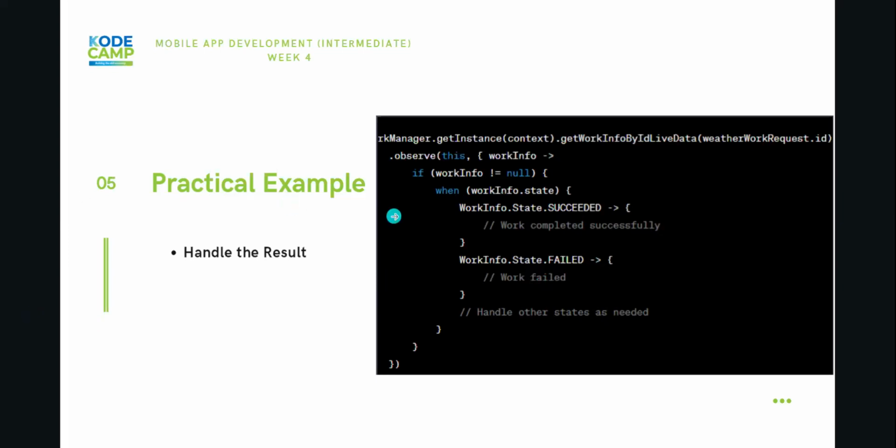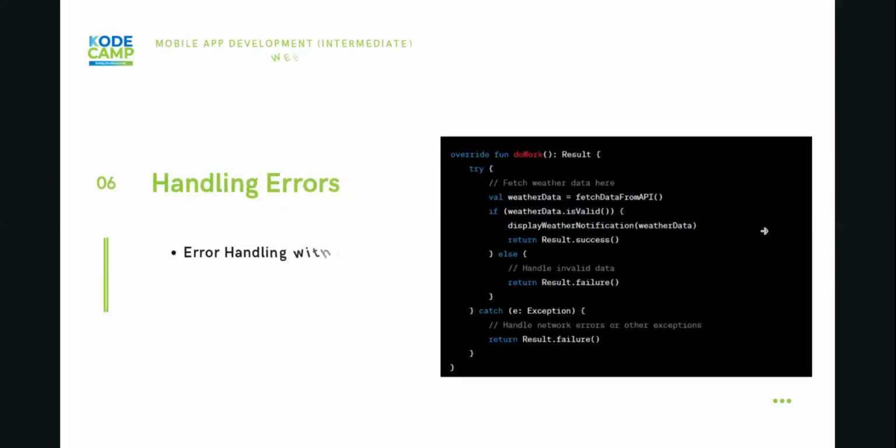That's actually how you use the WorkManager. Now, another very critical thing is handling errors. Handling errors when you're using WorkManager is very crucial because it ensures reliability. It ensures that your code is reliable because it gives you the right information at every point. So you need to be able to handle errors in your background task.